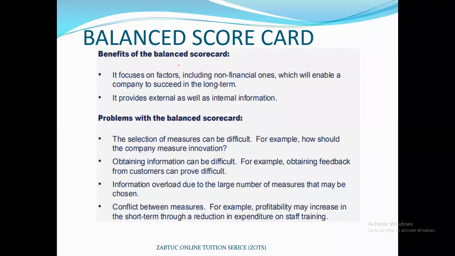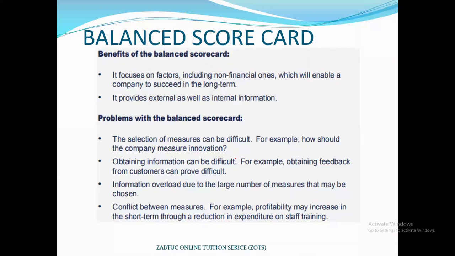The benefits of the balanced scorecard, we saw some yesterday, but here again, we have tested some. It focuses on factors, including non-financial ones, which will enable a company to succeed in the long term. It provides external as well as internal information. Problems, the selection of measures can be difficult. For example, how would the company measure innovation? For some businesses, how would you measure innovation? Obtaining information can be difficult. For example, obtaining feedback from customers can prove difficult sometimes.